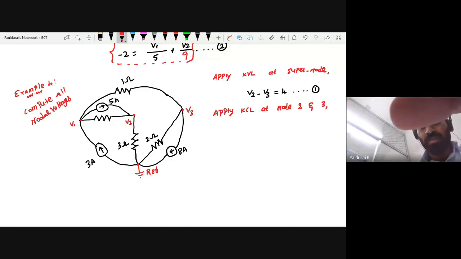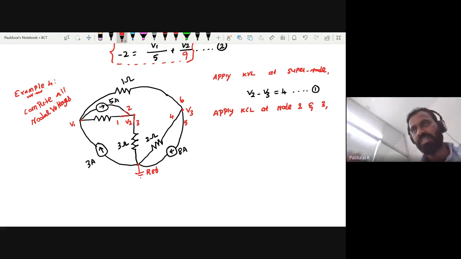Look at how many branches there are at node 2. 1, 2, 3. I can write this is 1, this is 2, and this is 3. Coming to node 3, this is branch number 4, this is 5, and this is 6. So 6 components, 6 current terms will come in equation number 2. So what are those?